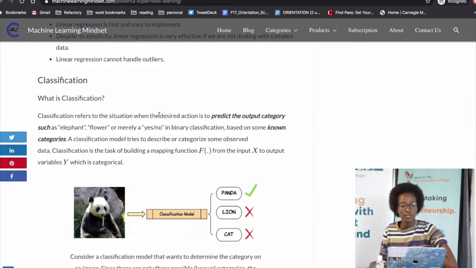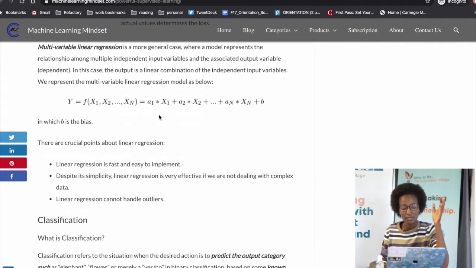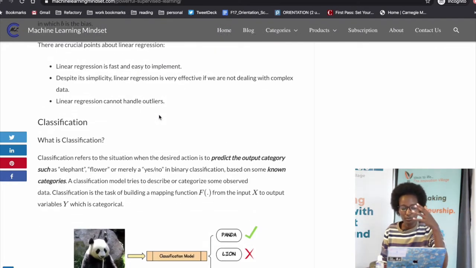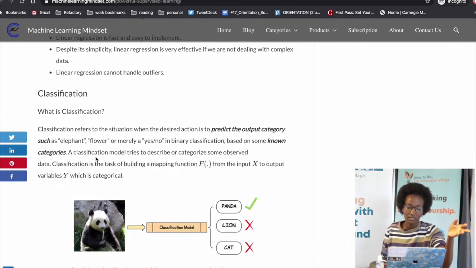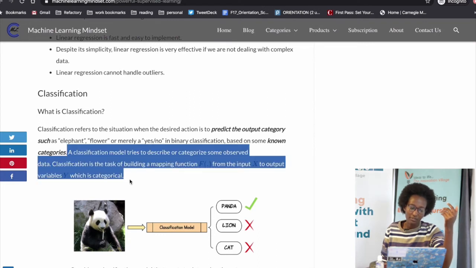All right, so that was regression, where we were trying to determine a numerical or continuous variable. For classification, the output of our prediction should be a category, okay? Classification refers to a situation where the desired action is to predict the output category, such as this is an elephant, this is a flower, or you can say yes or no. That's a binary classification, because there are just two, based on some known categories.